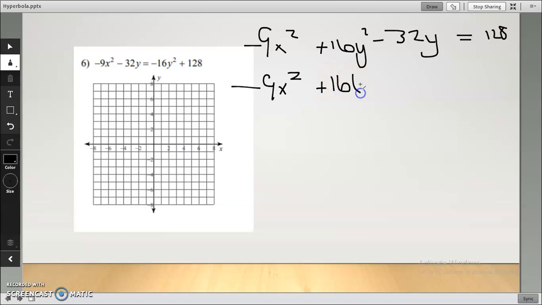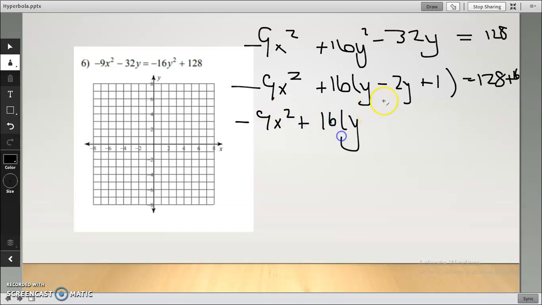So I'm going to pull out a 16. That's y squared minus 2y. Divide by 2, I get 1. 1 squared is 1, equals 128. And I have to make sure I add that 16 that I added. So 16 times 1 is 16. So I'm going to add plus 16. And so I get negative 9x squared plus 16 times y minus 1, sorry, this is squared. Squared equals 144.